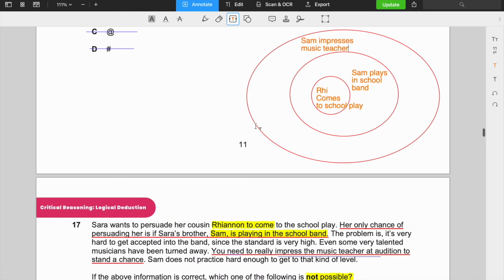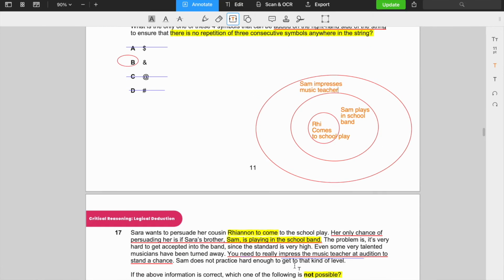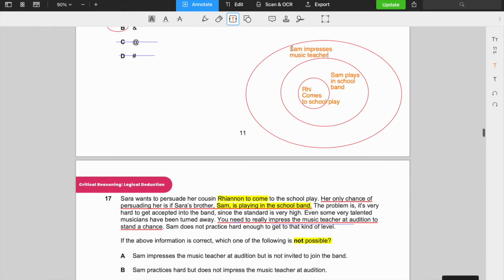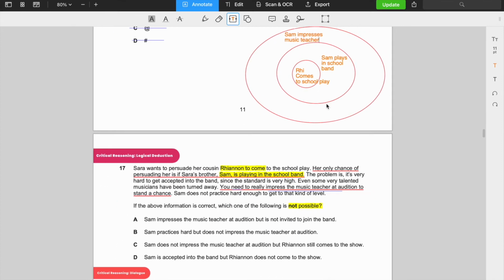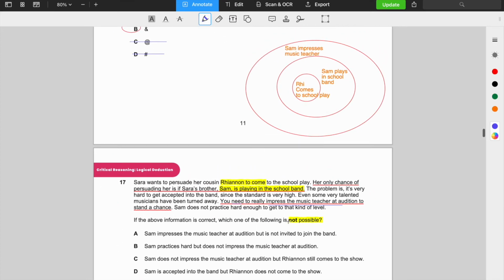Okay? Alright, so Sam does not practice hard enough to get to that kind of level. So you have to practice hard to be able to impress the music teacher. Okay, if you don't practice hard, there's no way that Sam could impress the music teacher. Alright, so which of the following is not possible? Again, reiterating not possible. So impossible, 100% not going to happen. A, Sam impresses the music teacher at audition but is not invited to join the school band.